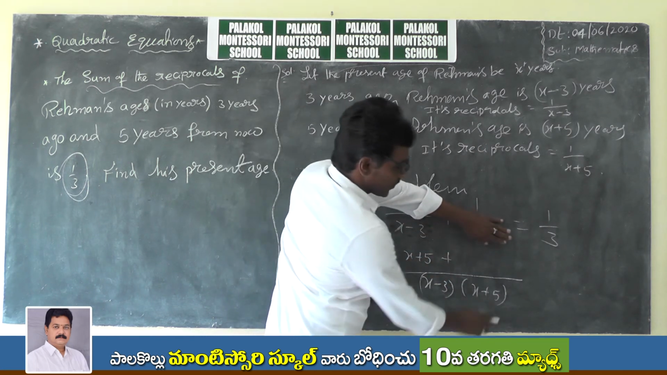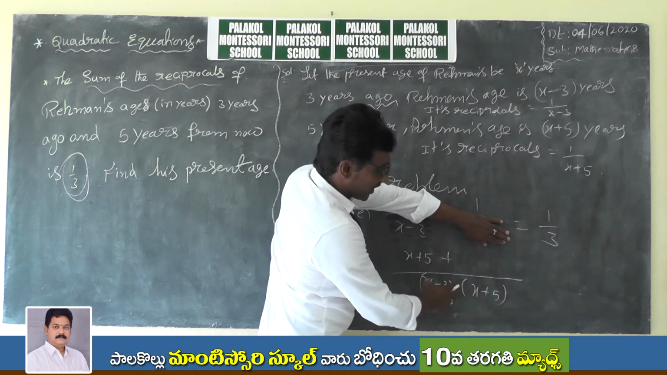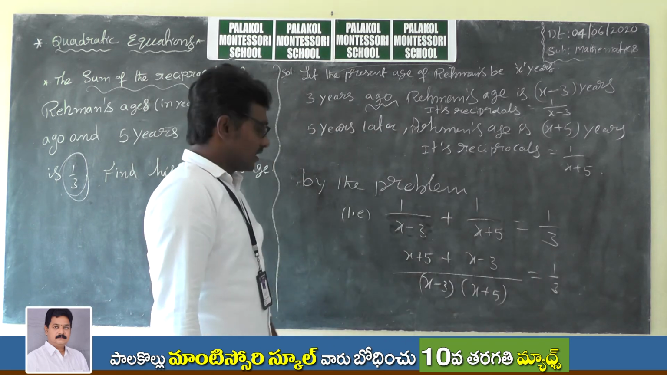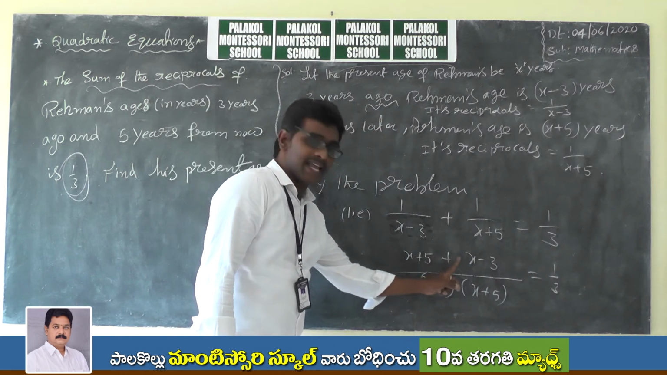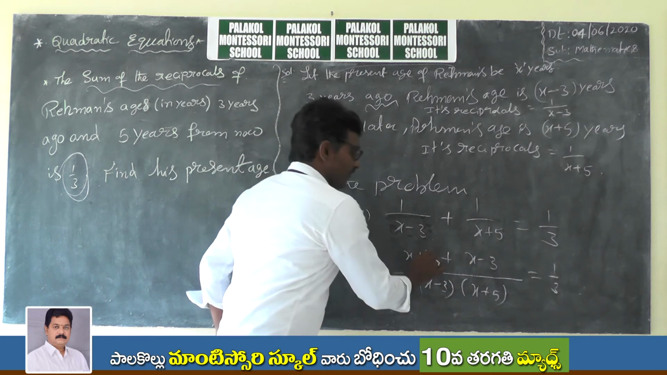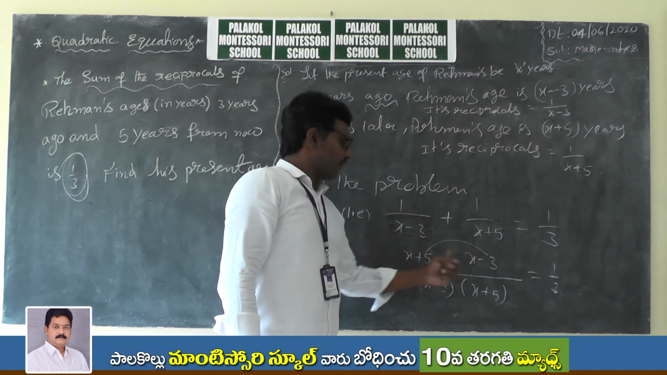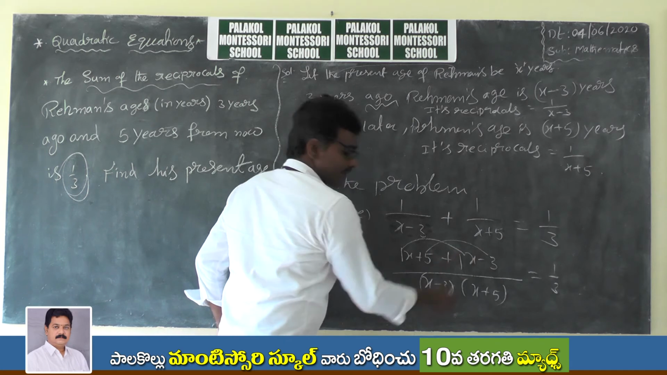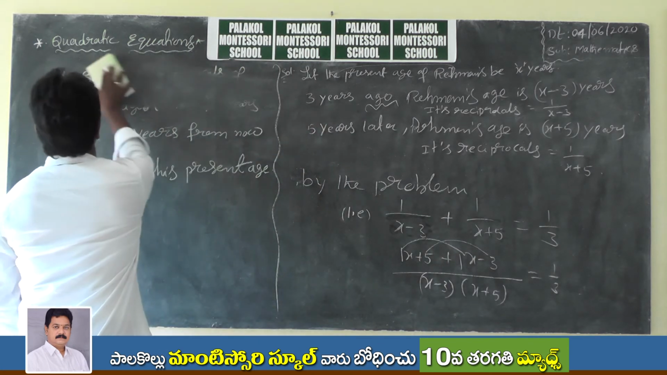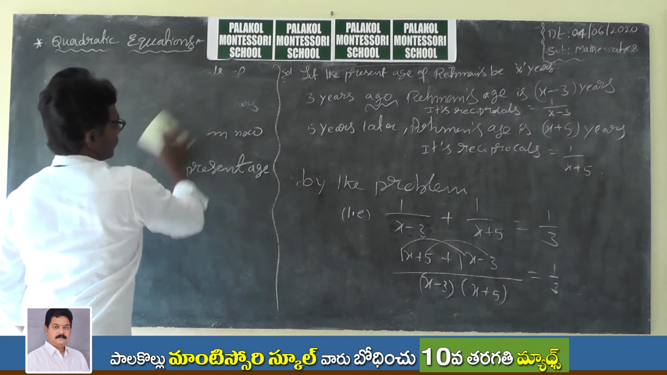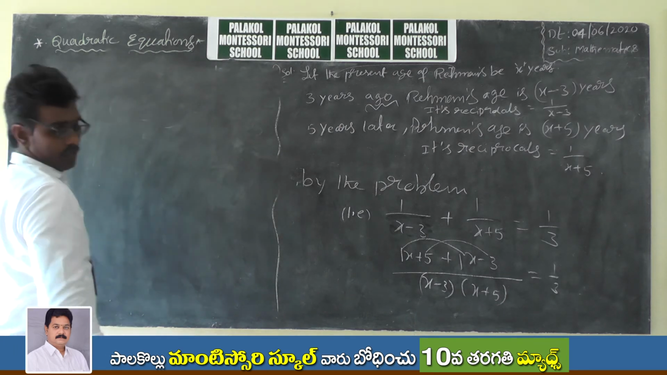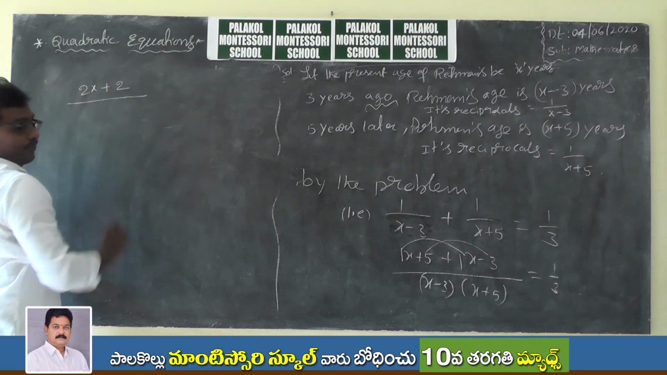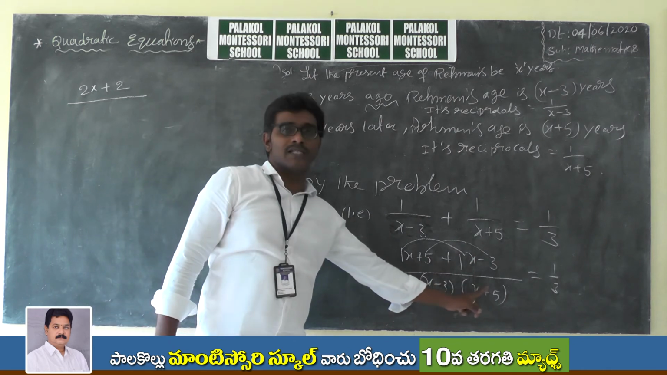Plus this one is matching, this one is opposite. That's one, the right numerator term, x minus 3, is equal to 1. Guys, here see x plus 5 plus x minus 3. This one is a 5, here the minus 3. 5 minus 3, 2. x plus x, 1x plus 1x, 2x. So 2x plus 2 by x minus 3 into x plus 5.